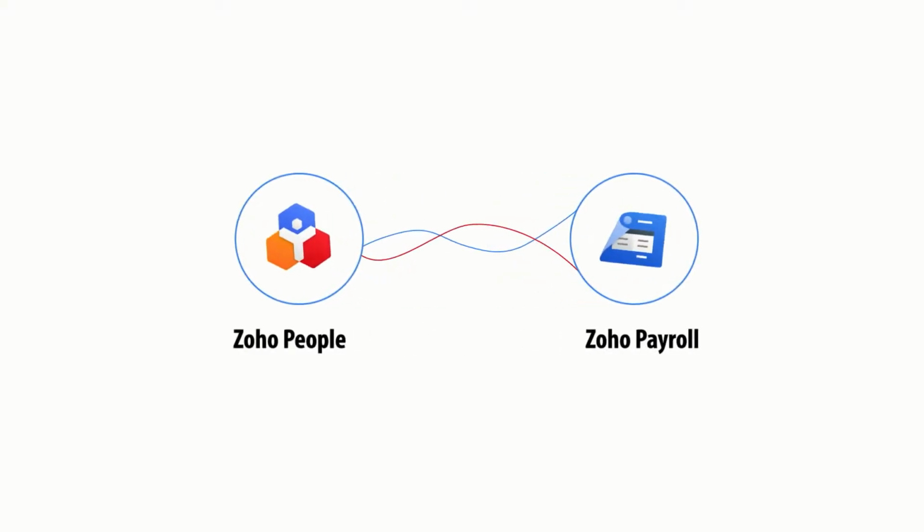In this video, let's see how you can integrate your Zoho Payroll organization with your Zoho People account. This integration helps you to push employee details and the loss of pay information from Zoho People over to Zoho Payroll to process your monthly pay runs. Please note that you should be the super admin in your Zoho People organization in order to set up this integration.